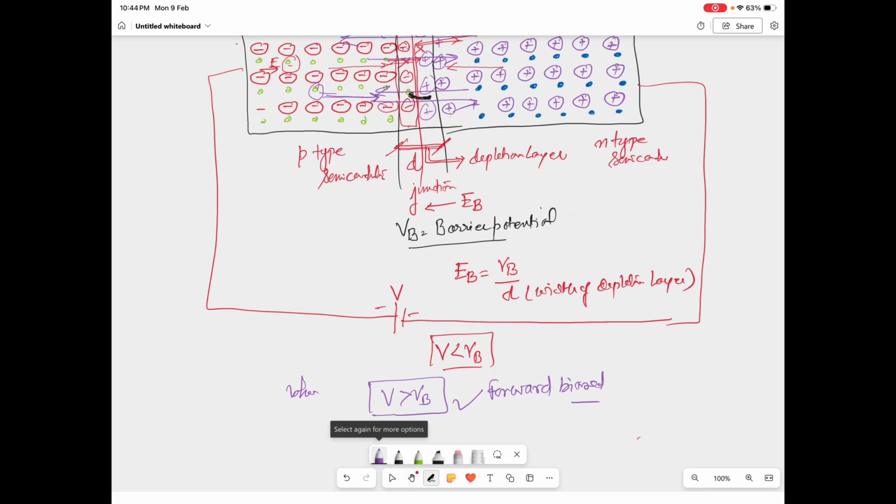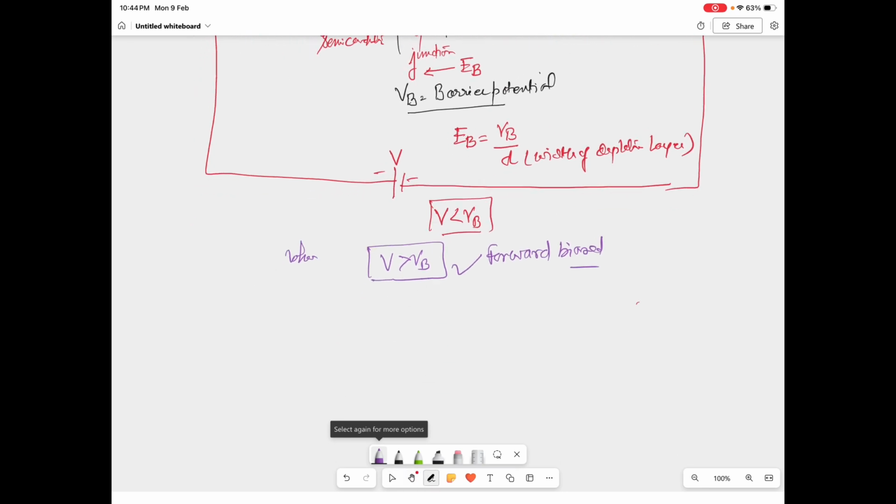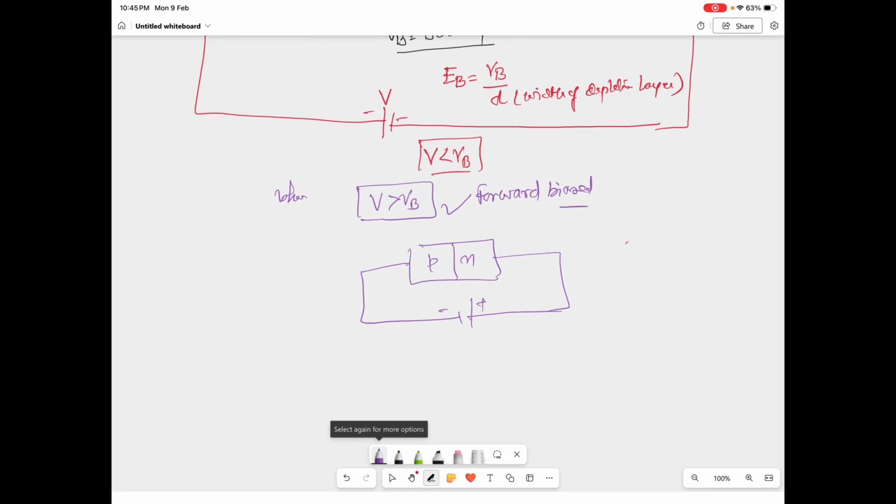And now I will just draw it simply like that. This is P and this is N type. If I make the P side negatively charged and the N side positively charged, and this is the VB potential, as you know, in this direction, then this potential adds to the barrier potential.